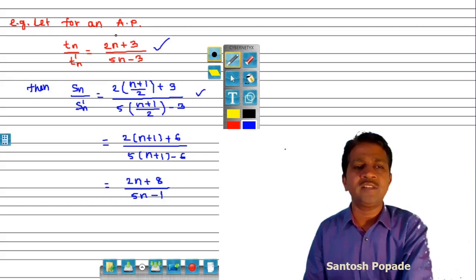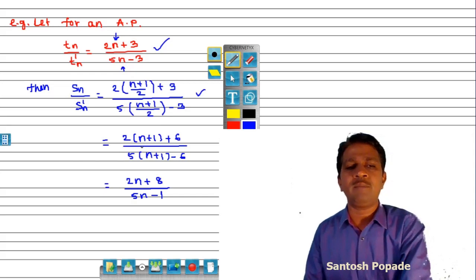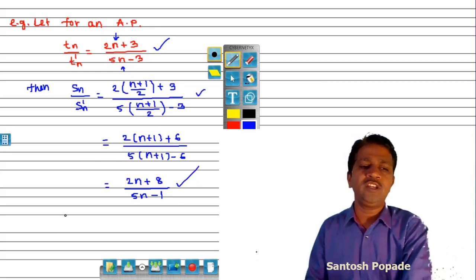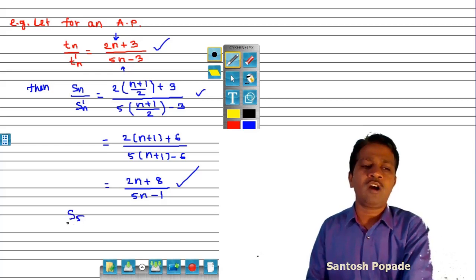So the simple trick is to replace this n by (n+1)/2 and replace n by (n+1)/2 and perform the calculations. You will get this. Using this, you can find the ratio of the sum of any number of terms, that is S5 upon S5 dash can be calculated by putting n to be 5 here.